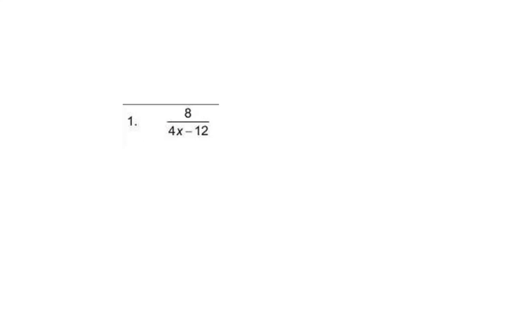So, we want to simplify, which means we want to cancel anything we can. When you have a plus or a minus, it has to be in every single spot before you can cancel. So you have to look at 8, 4, and 12 on this problem. They all divide by 4. So 8 divided by 4 is 2. 4x divided by 4 is x. Minus 12 divided by 4 is 3.